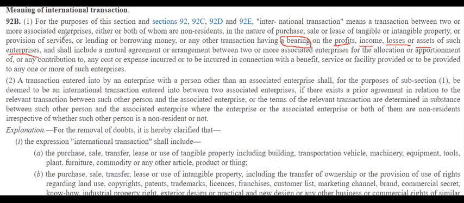So international transaction is a transaction between two or more associated enterprises. Of those associated enterprises, one or both or more should be non-resident. The transaction is in the nature of purchase, sale, lease of tangible, intangible property, provision of service, lending, borrowing money, or any other transaction having bearing on profit, income, loss, asset of the enterprise.